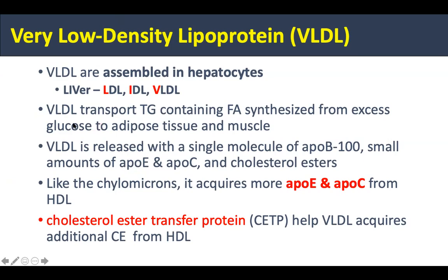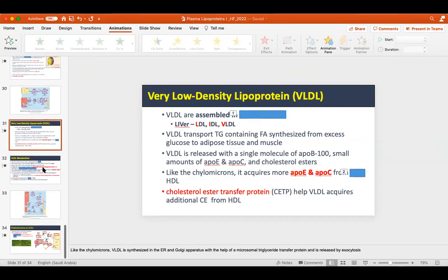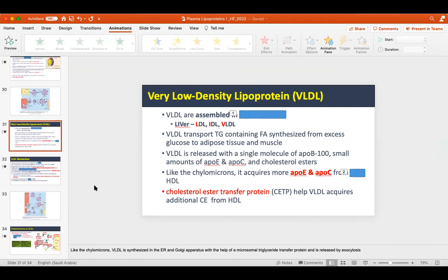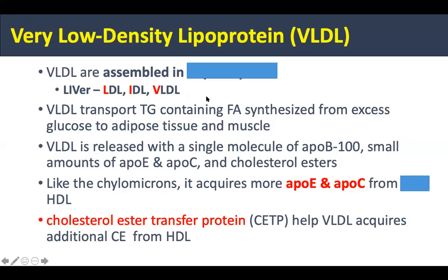Wait, let me just check how many more slides I have. Oh, actually, I only have like 4 more slides. Okay, I'm so sorry, guys. If you guys are okay with it, I just have 4 more slides. Should I just finish it now and then we join back after the prayer?